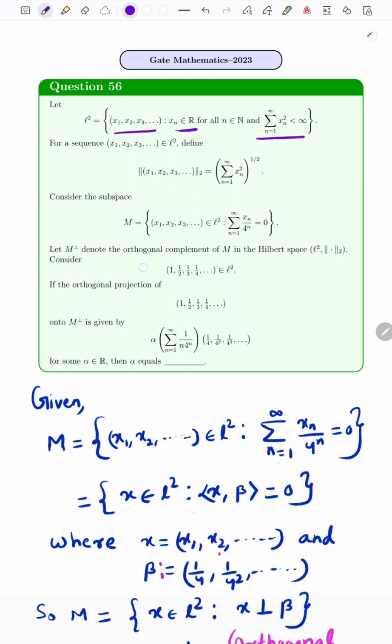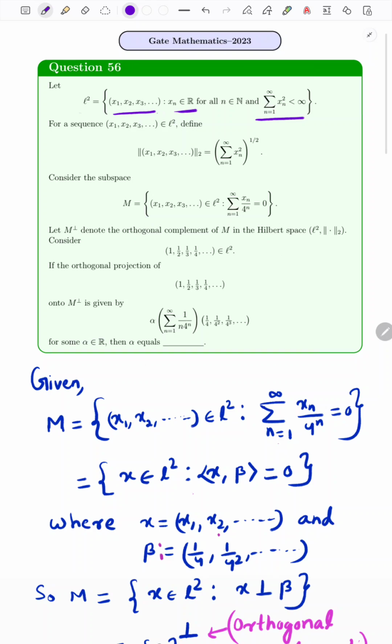And the standard norm L2 in the space L2 is given. With respect to this norm, this space is a complete inner product space, and the inner product xy is defined in this way: summation n from 1 to infinity xi yi. This is the standard definition of the inner product on this space. This norm is generated from this inner product, and with respect to this norm, it is a complete inner product space.